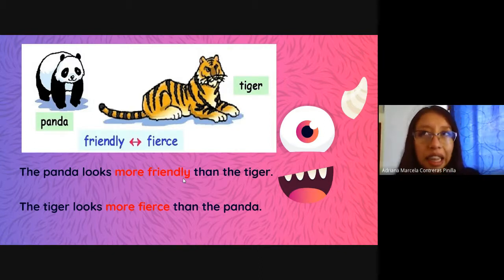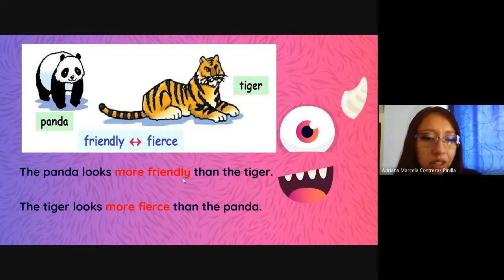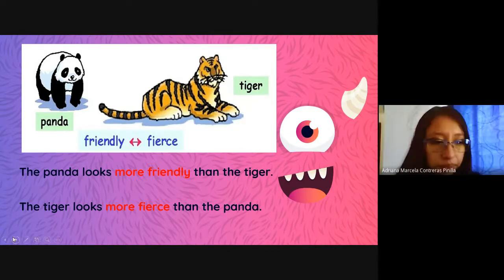Sí, friendlier. Incluso, mira que es más difícil de pronunciar. Friendlier. Entonces lo que se hace es que como es tan largo, ya no le agregamos nada, sino transformamos esas letricas en la palabra amor. Ok, continue.